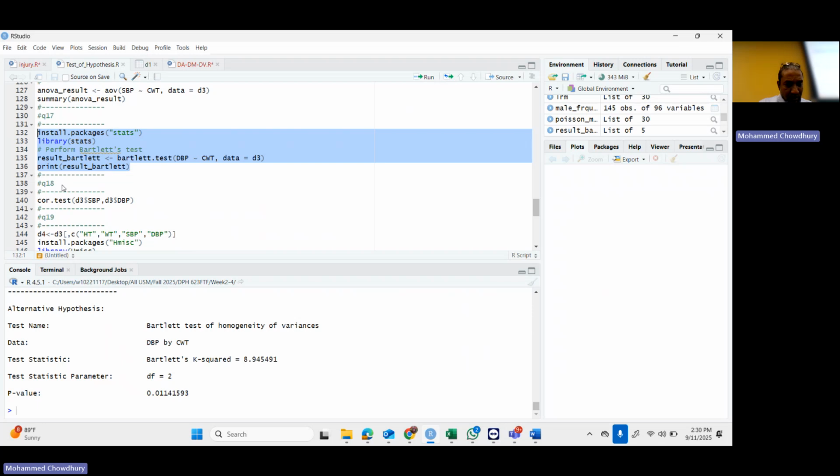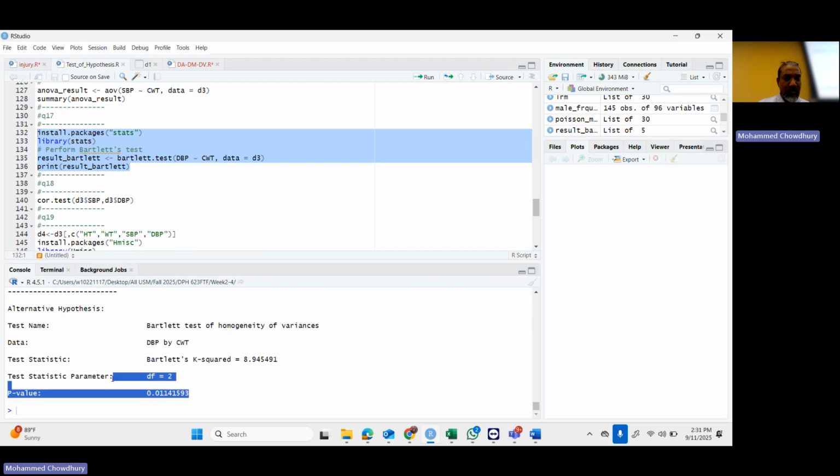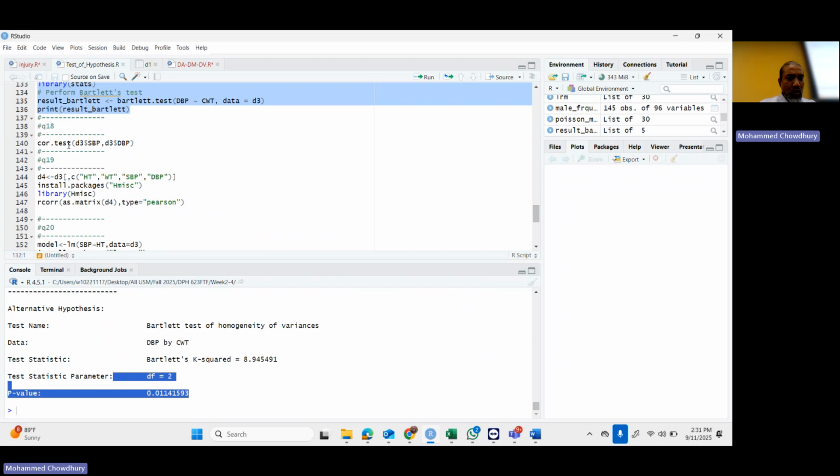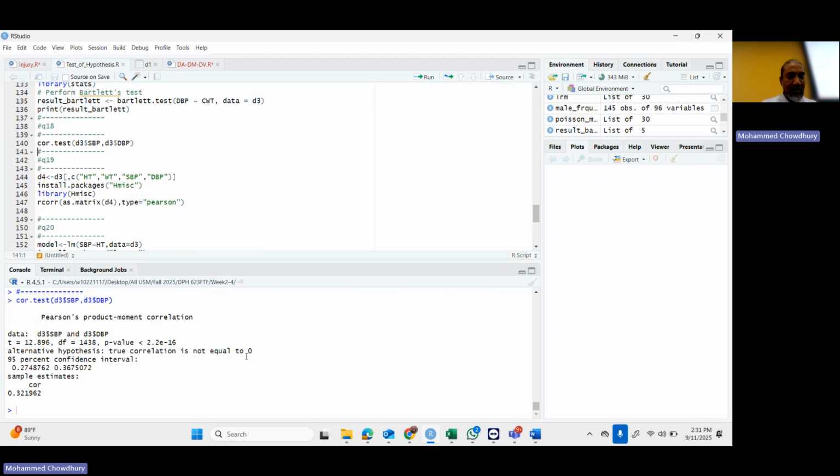Okay. So the df is that, the test name is this, the p value is that, so we reject the null hypothesis. The p value is 0.01, which is less than 0.05. We reject the null hypothesis. I want to test whether the correlation for SBP and DBP is zero or not, which could be done this way. So that null hypothesis is rejected.